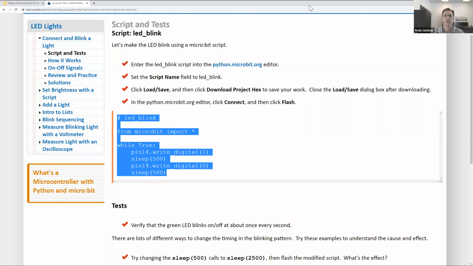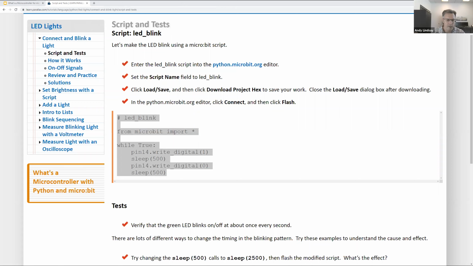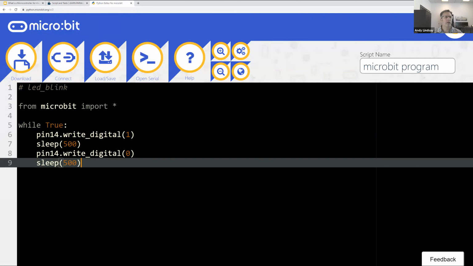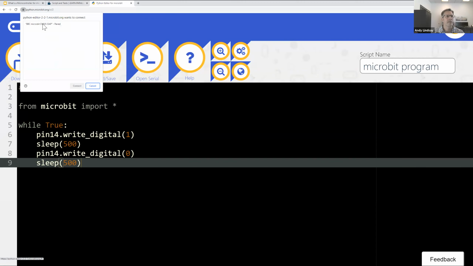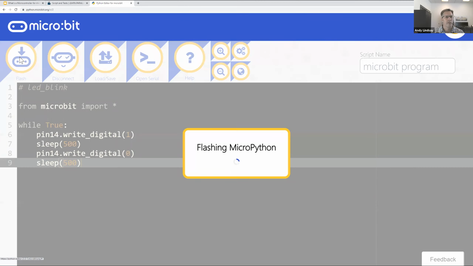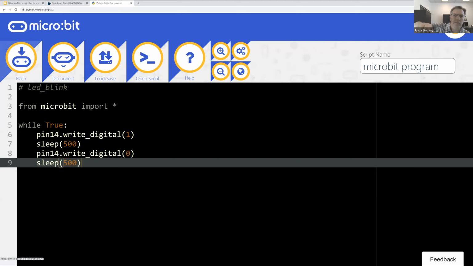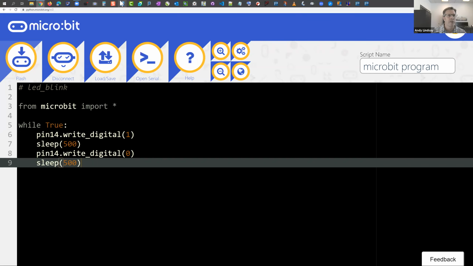I need to relaunch the chat. For some reason it closed here. Okay, in this case, I'll just go ahead and copy that in. So you should be able to take that out of your chat and copy it into python.microbit.org. And then hit connect, choose your COM port, and then flash. Okay, so I'd like everybody to do that.